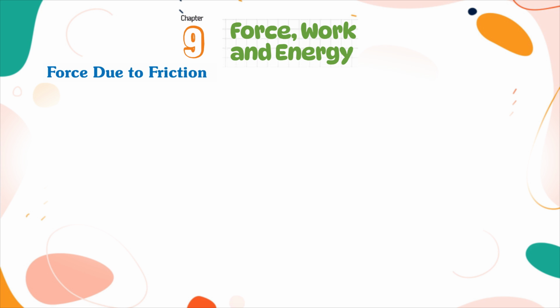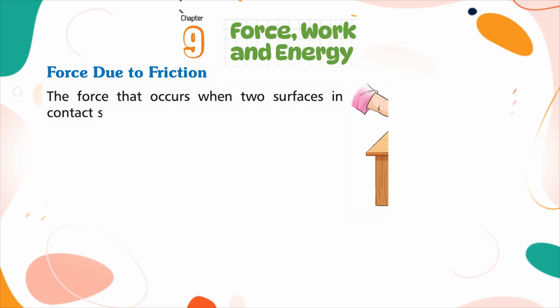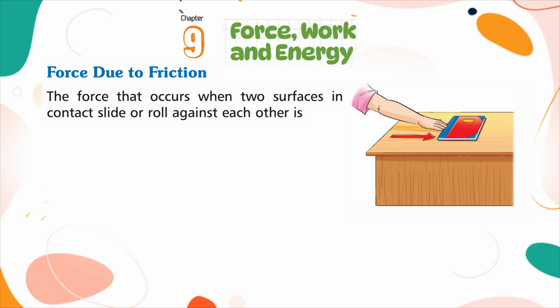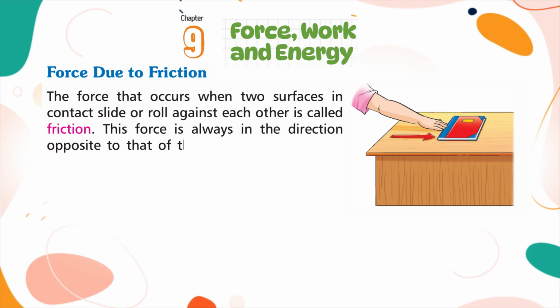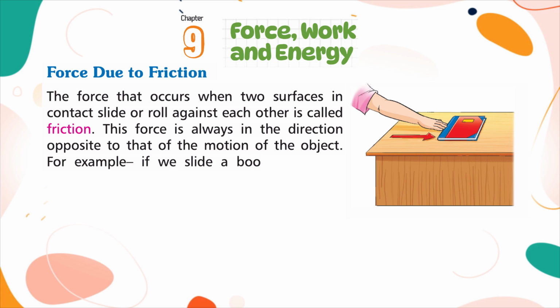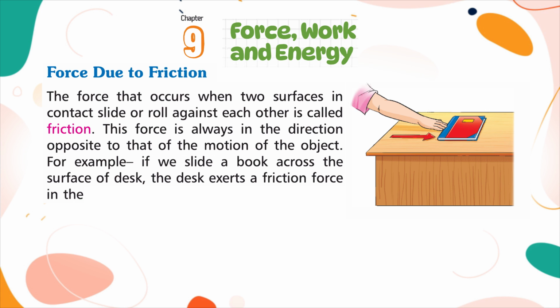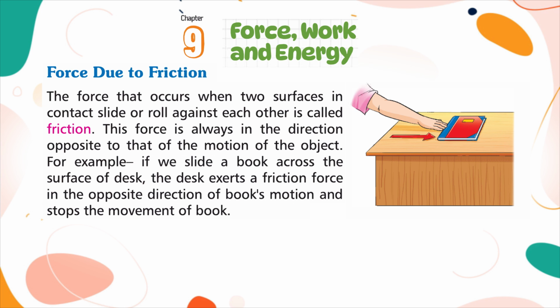Force due to friction. The force that occurs when two surfaces in contact slide or roll against each other is called friction. This force is always in the direction opposite to that of the motion of the object. For example, if we slide a book across the surface of a desk, the desk exerts a friction force in the opposite direction of the book's motion and stops the movement of the book.